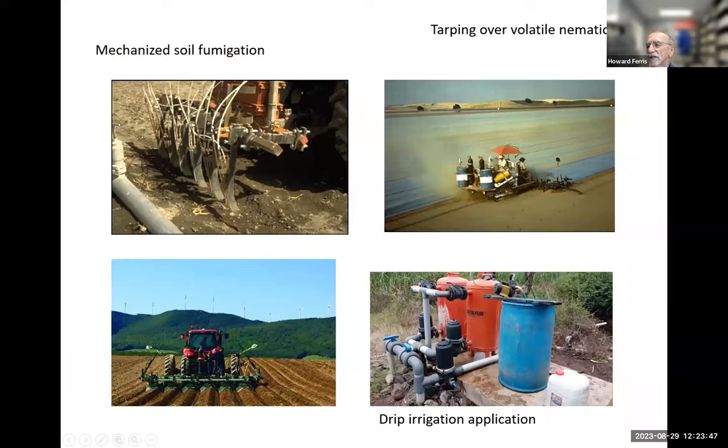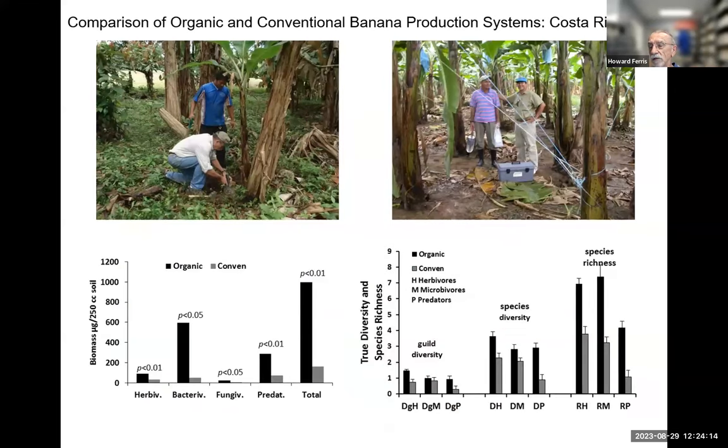Anyway, there are lots of other ways, such as the development of injecting materials into the soil with various shank combinations, and for more volatile materials, covering them with plastic tarp and applying them through drip irrigation. You put a lot of toxic material into soil, which allows you to grow wonderful crops if supported by mineral fertilizers and so on, but it's not too good for the soil organisms.